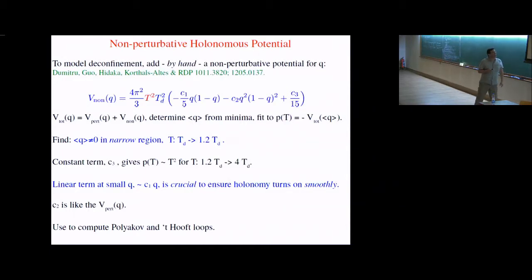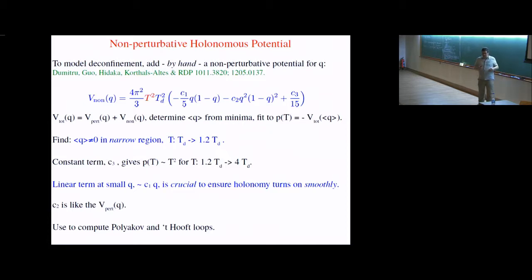And what we find is, well, what you do is you find the minimum of the potential, and then the pressure is minus the value of the potential at that minimum. So it's a straightforward thing to do. What we find is that the expectation value of this quantity Q is only non-zero in a very narrow region, or only significant, between the transition temperature and about 20% above the transition temperature.